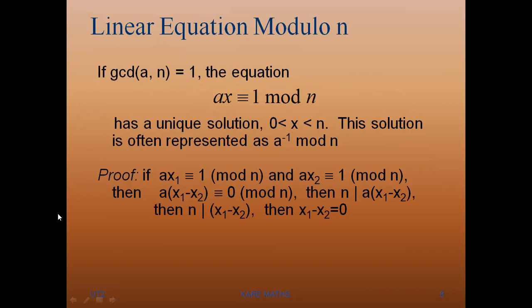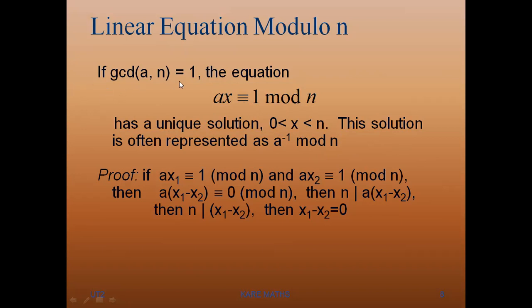Linear equation modulo n. The next one, linear equation modulo n. If GCD of a comma n is equal to 1, then the equation ax congruent to 1 mod n has a unique solution where x lies between 0 and n. And moreover, this solution is often represented as a inverse modulo n.